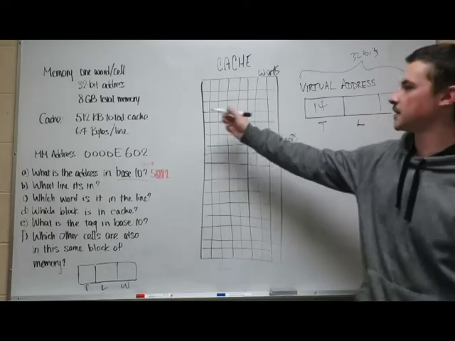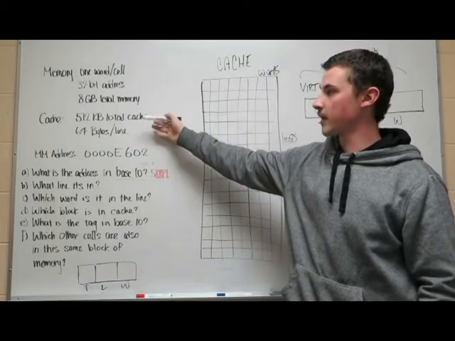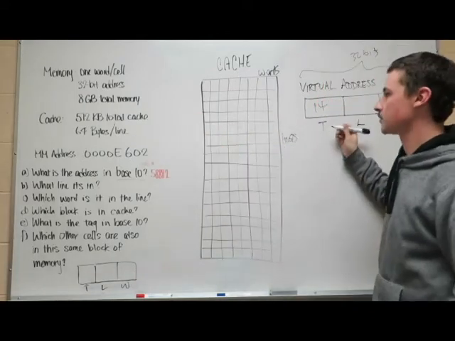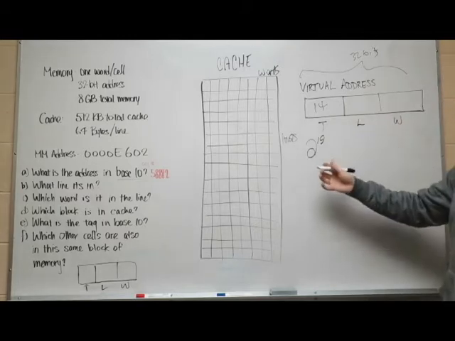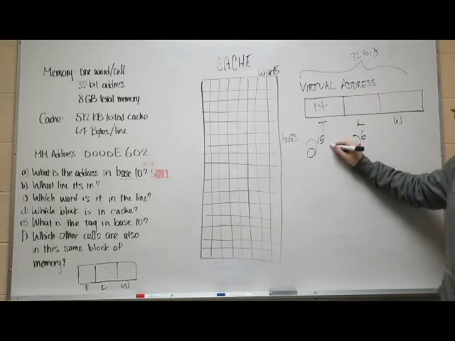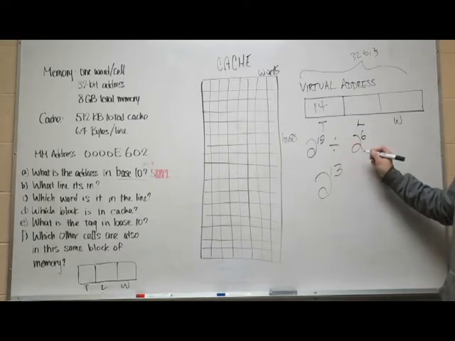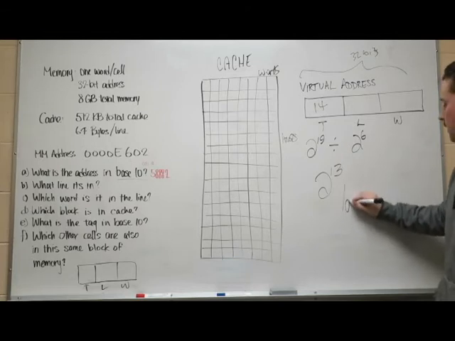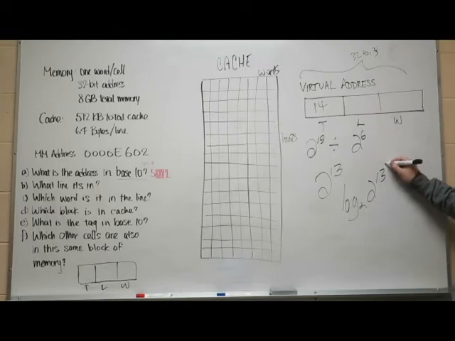So what we need to do is take the 512 kilobyte total cache and divide that by the 64 bytes per line. So we know the 512 kilobytes is 2 to the 19. And for 64 bytes, that is 2 to the 6. So if we divide these, we get 2 to the 13. And then we have to log this, so log 2 to the 13, and that will give us our line size.